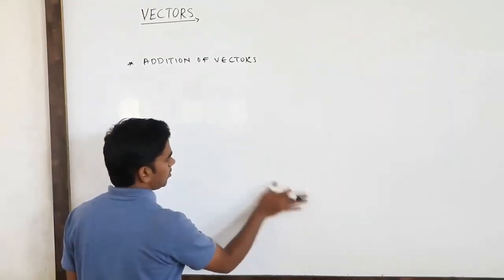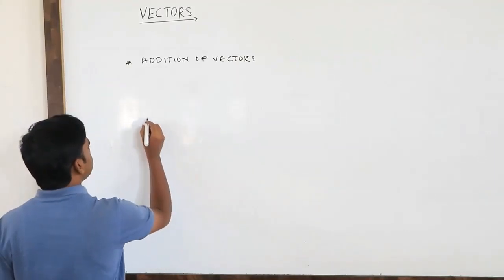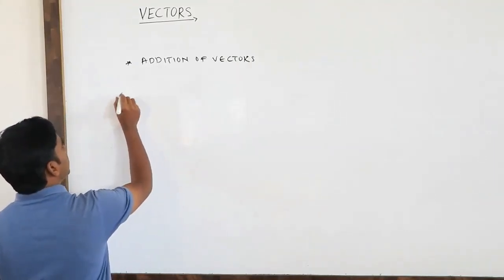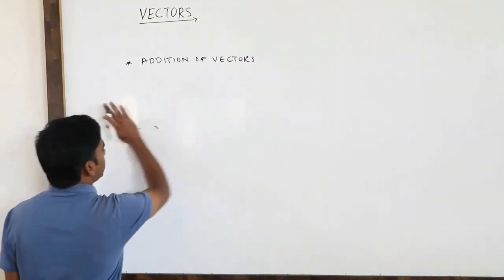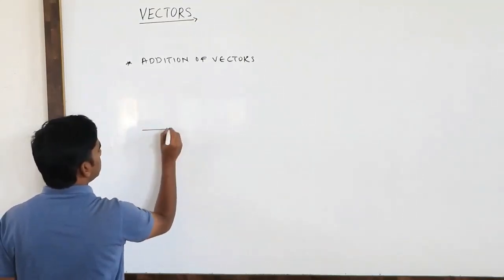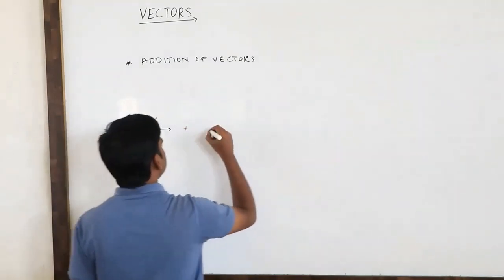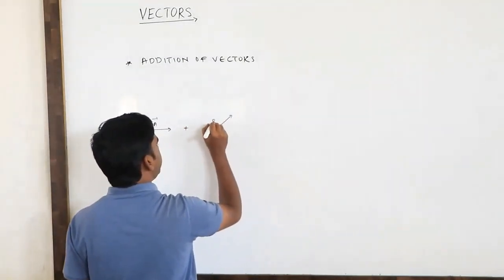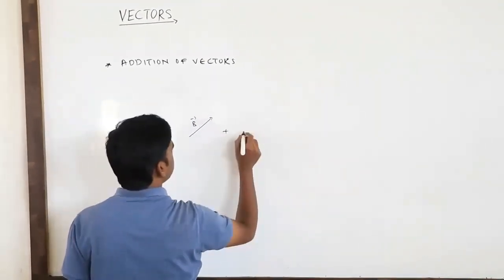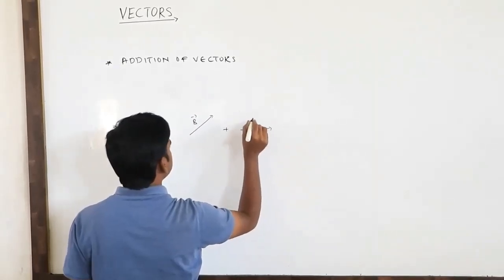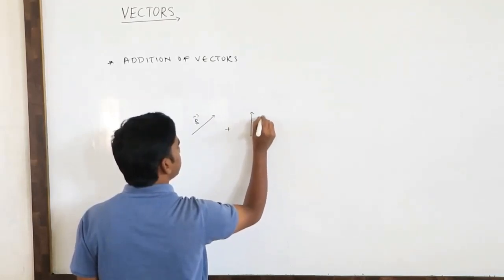So one more important thing: what if there are more vectors, more than two vectors? Suppose you have vector A here, then one more vector, say vector B, then take vector C like this. Okay, this is vector C.